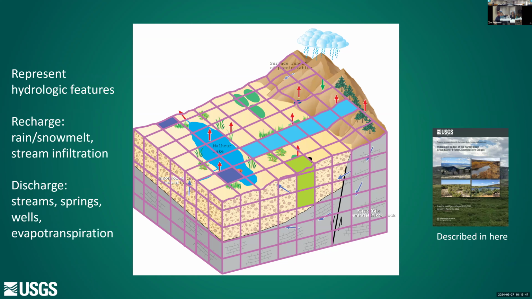Steve, what's the size of the cells? Those, I'll get to that, but basically for the Harney Basin, they're 2,000 by 2,000 feet in size. So that big.